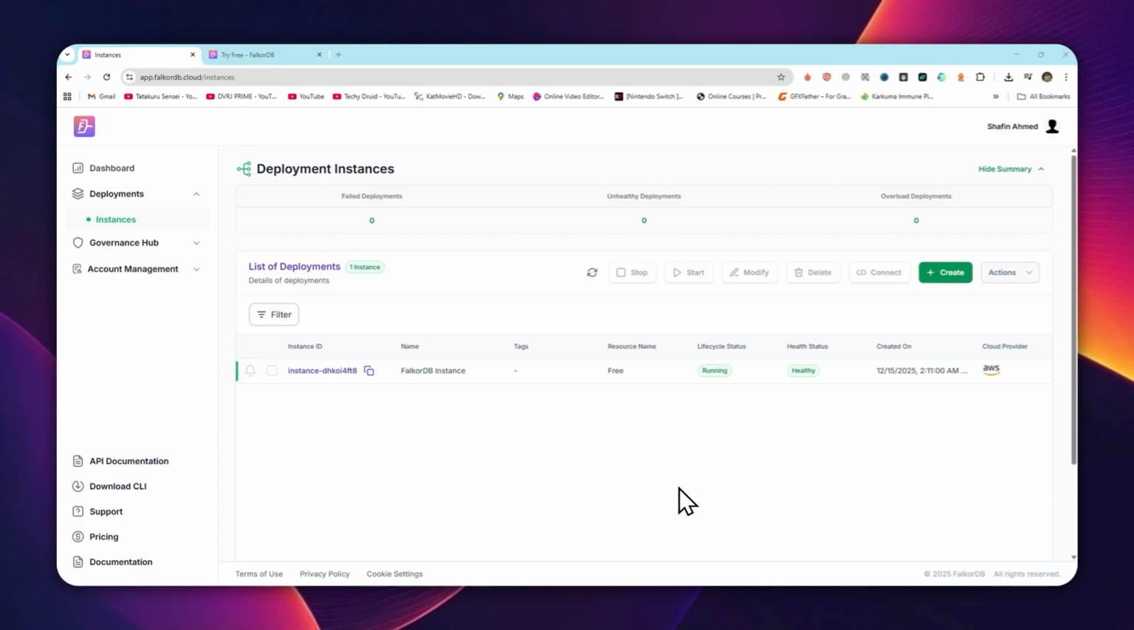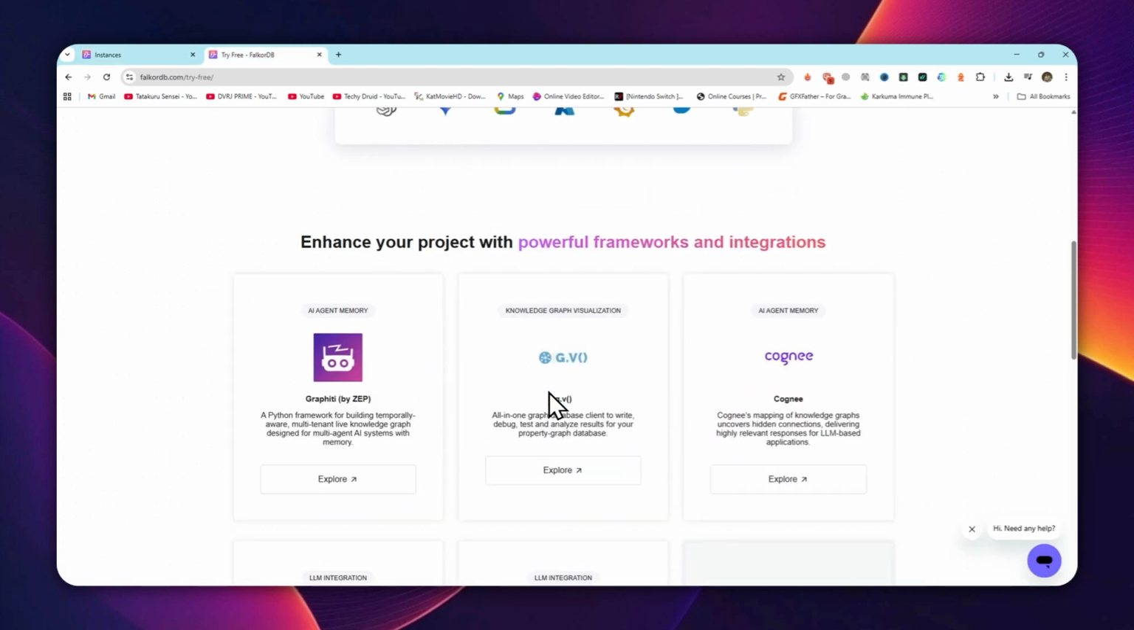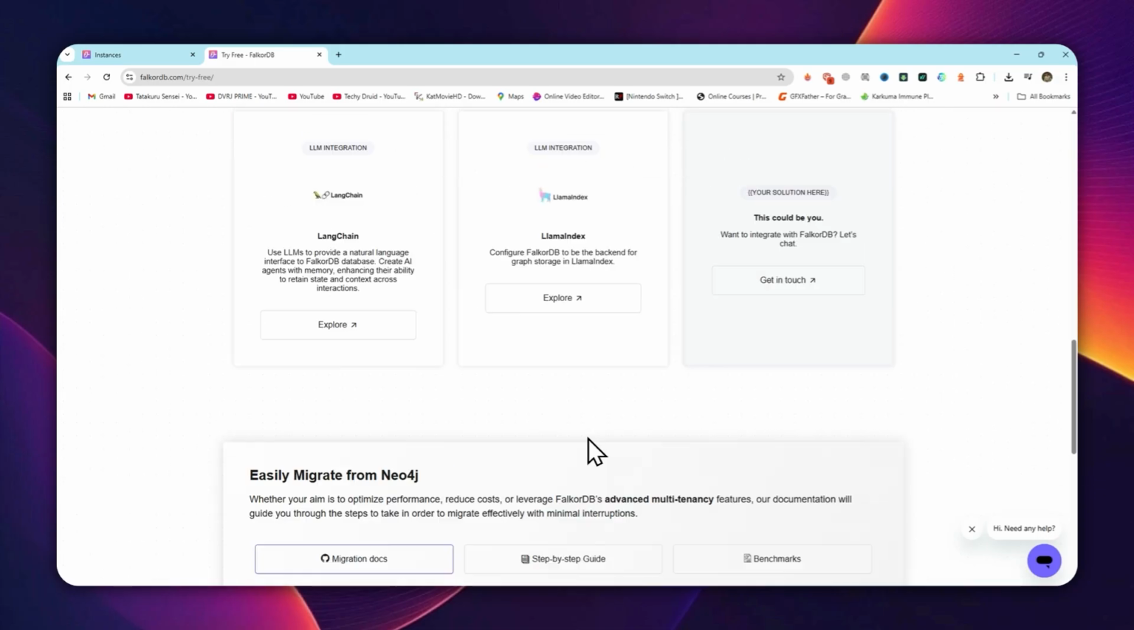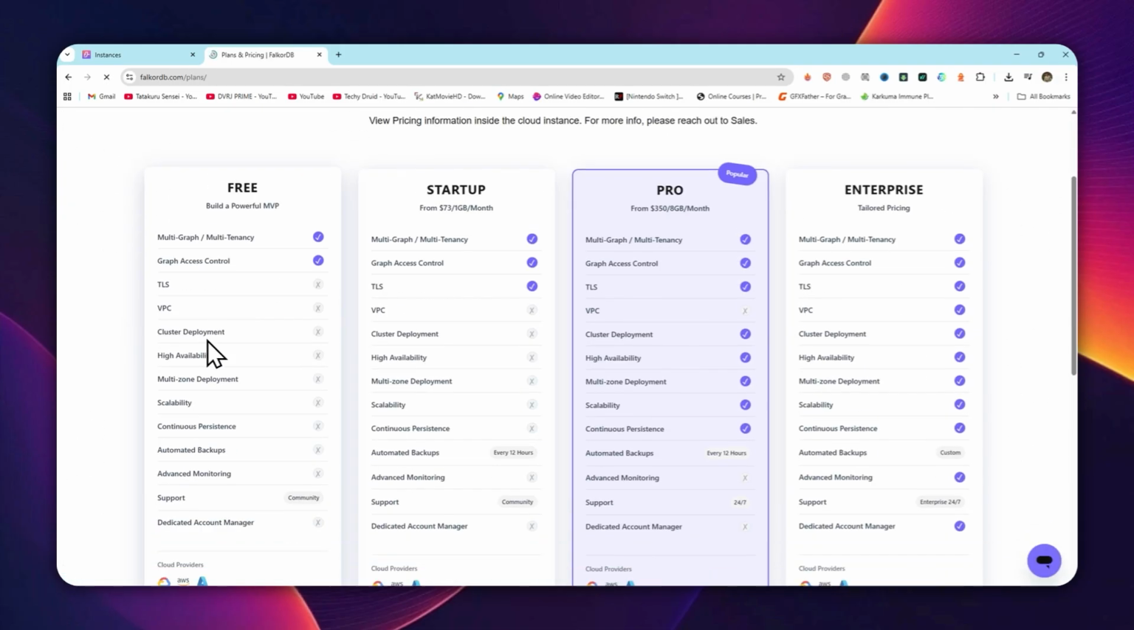Open source with enterprise features. FalkorDB is fully open source, and unlike most databases that lock important features behind paid plans, FalkorDB includes enterprise-grade capabilities, including multi-tenancy, even on the free tier. This gives developers full flexibility without pushing them into paid plans prematurely.